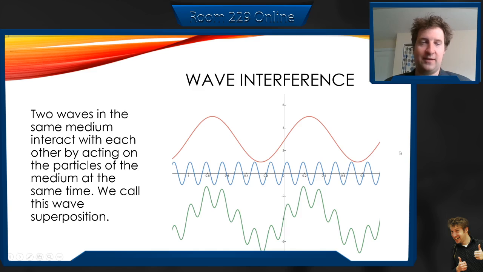Okay? When we talk about wave interference, all we're saying is that the waves add to each other. Really, if you have two waves in the same medium, they interact with each other by acting on the particles of the medium at the same time. Basically means they push each other together.